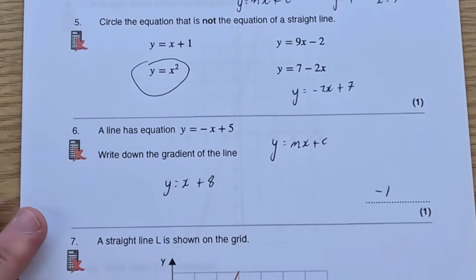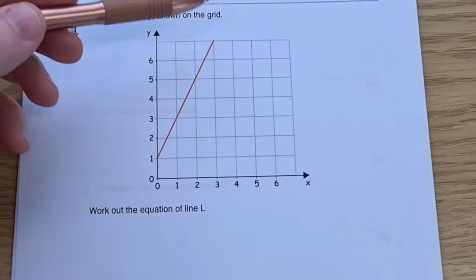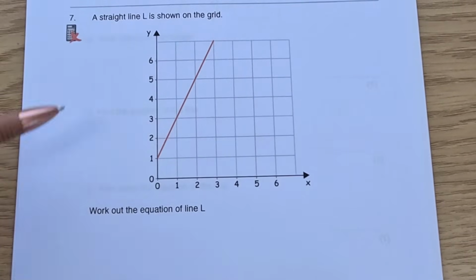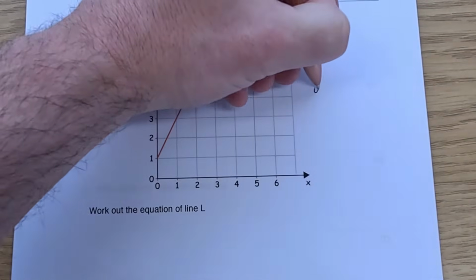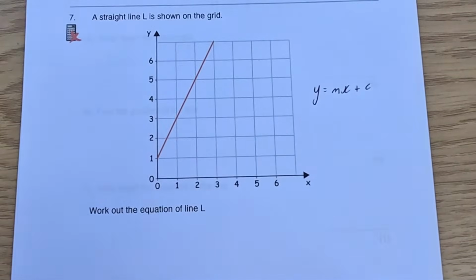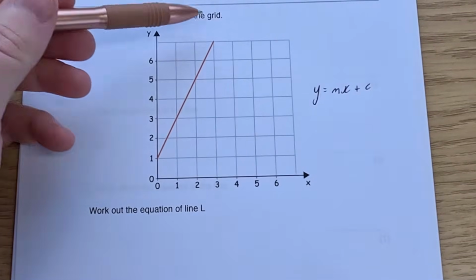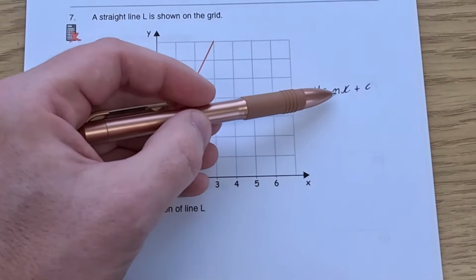Okay, let's look at our next question, question number 7. Question number 7 says a straight line L is shown on the grid below. So this is the straight line L, and we've been asked to write down the equation of that line. So it's a straight line, so this equation is going to be in the form y equals mx plus c. We need to find the gradient of the line, and we need to find the y-intercept of the line. Now the y-intercept is quite nice, it's going to be 1, but let's find the gradient to begin with to find out what m is.